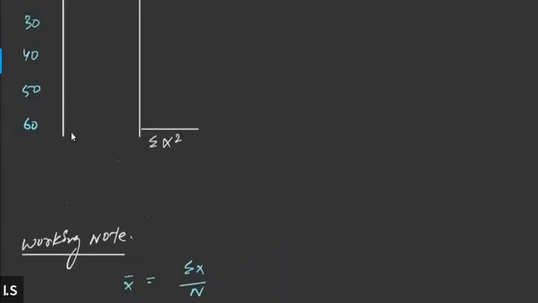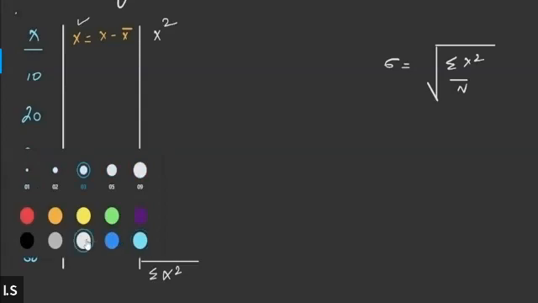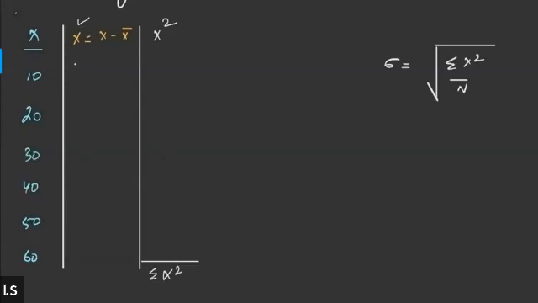Yes, sir. Okay, now we will calculate the value of the deviation, x minus 35. This time you won't be taking the values of the deviation in absolute terms. You have to consider the negative values as well. So 10 minus 35 will be minus 25. Then 20 minus 35 will be minus 15. 30 minus 35 will be minus 5, then 5, 15, and 25.